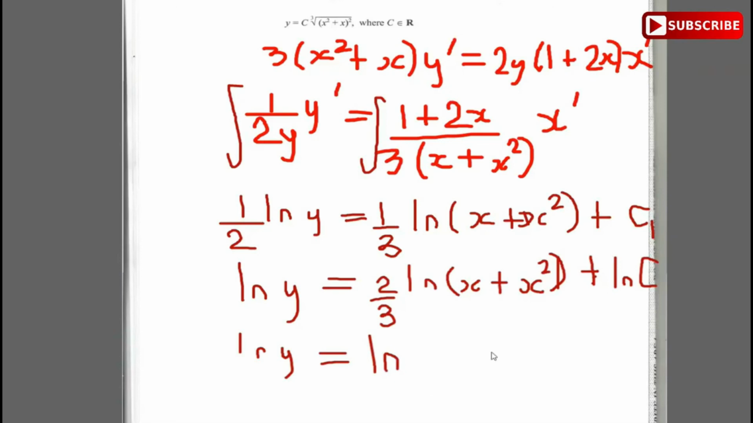This is now ln the cube root of x plus x squared, all squared. So it's the cube root of x plus x squared, plus ln c.